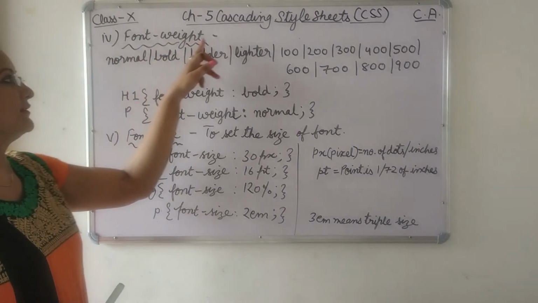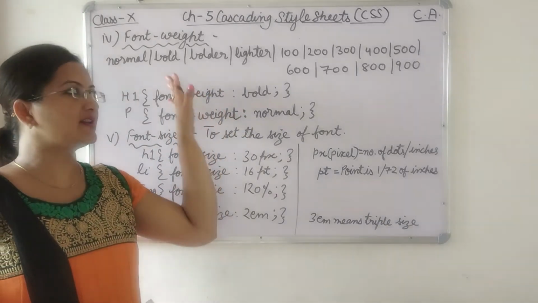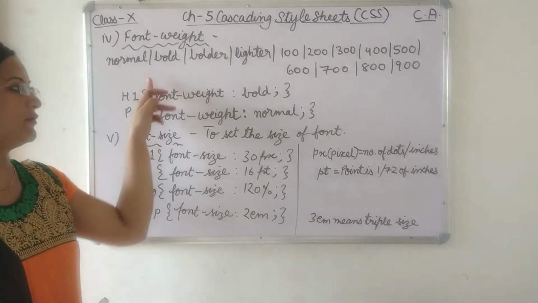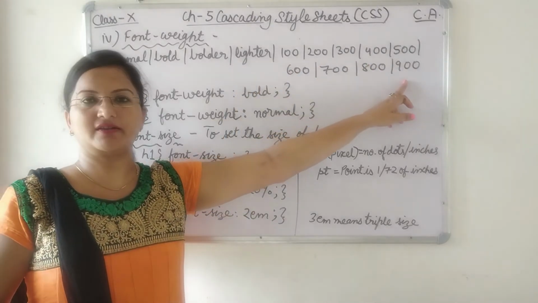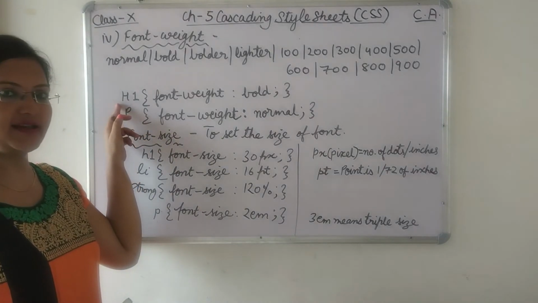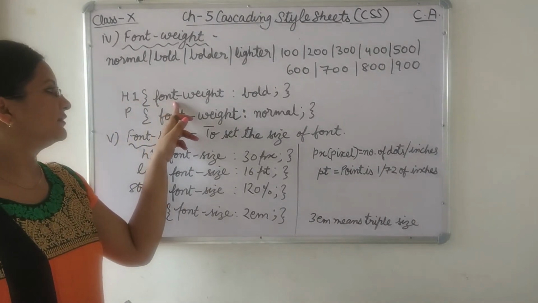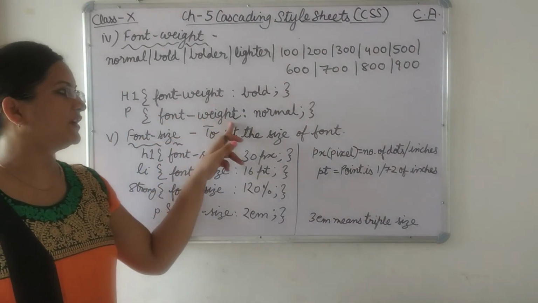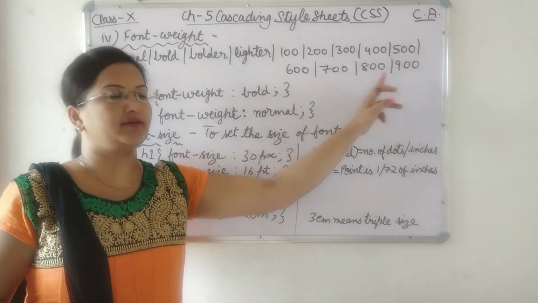So students, 2 more properties in font: font-weight and font-size. Font-weight will make the text bolder, but there are some values that you can specify here. These are fixed values, you cannot change them. So you can write normal, bold, bolder, lighter, then 100 to 900, any number you can specify. Then H1, this is the example with H1. I have also used it with paragraph. So H1, font-weight, bold. Then P, font-weight, normal. Here you can specify a number between 100 to 900.